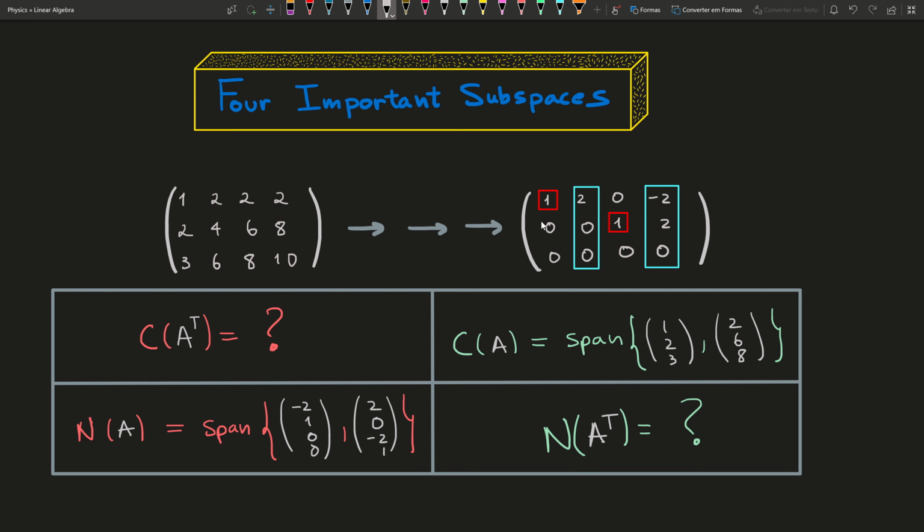Also, we computed in previous videos the nullspace of A, the solutions of Ax equals 0. Looking for the dependent columns, we tried to annihilate them by combining them with the independent columns. In this case, if I multiply this column by -2 and combine it with this column, I get 0.